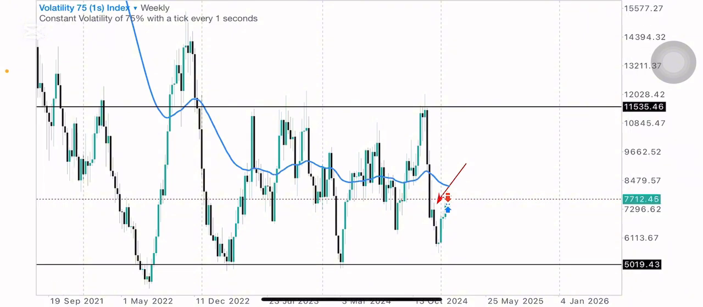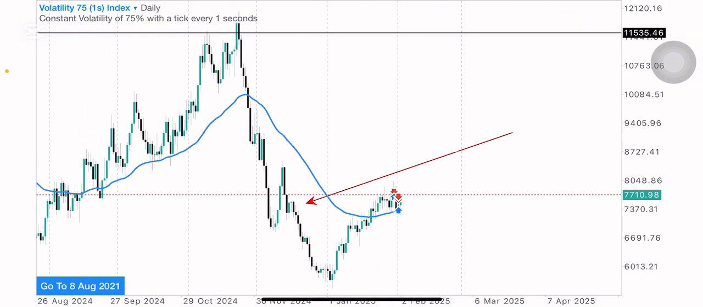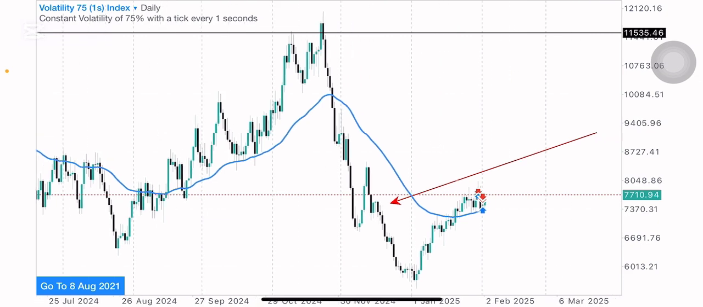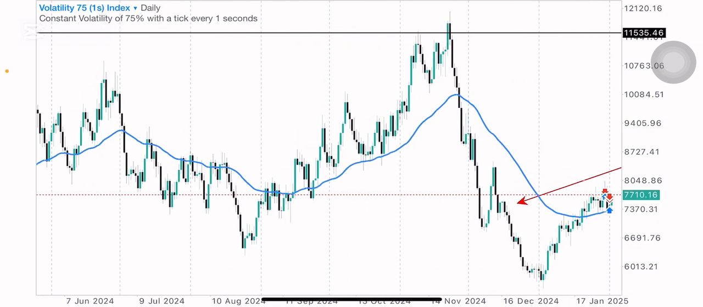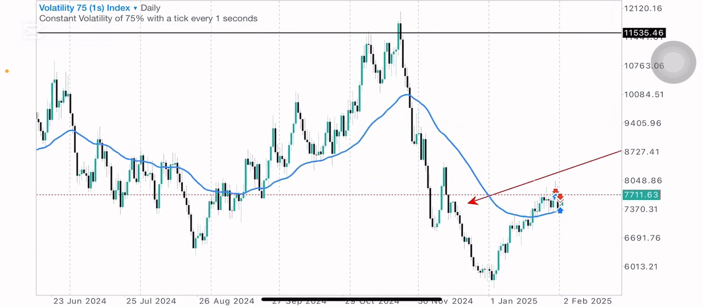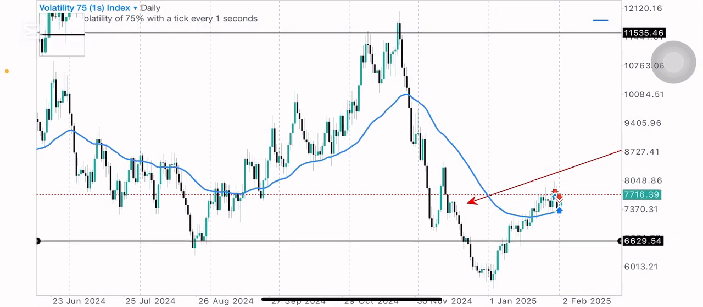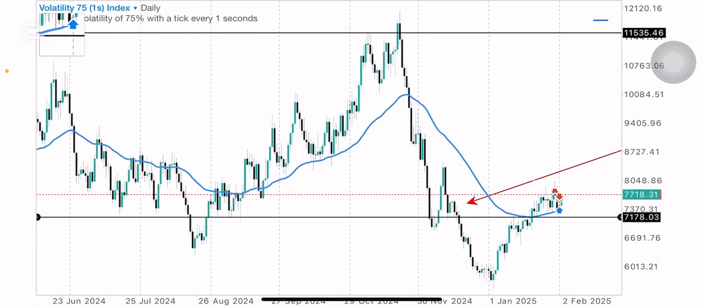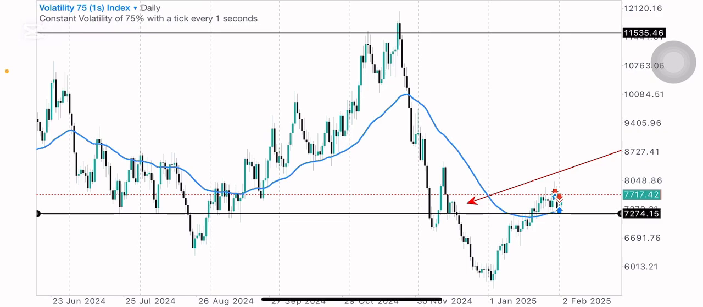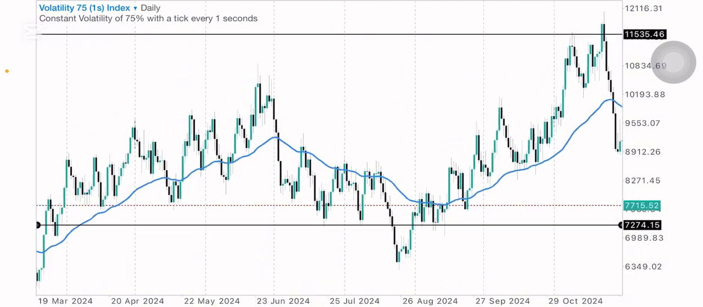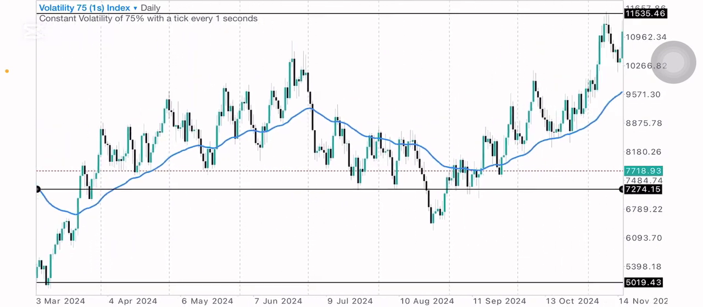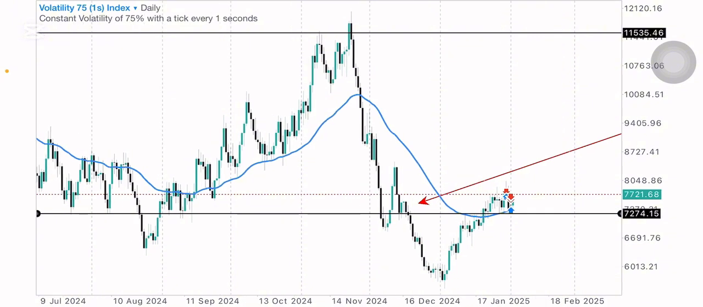Then on the daily time frame, we have somewhere here that price has reacted multiple times, but that's not very nice. This is not giving me what I want.